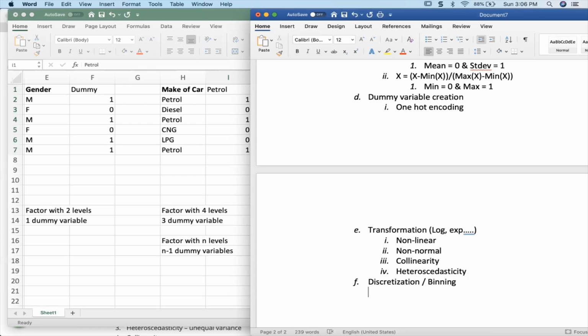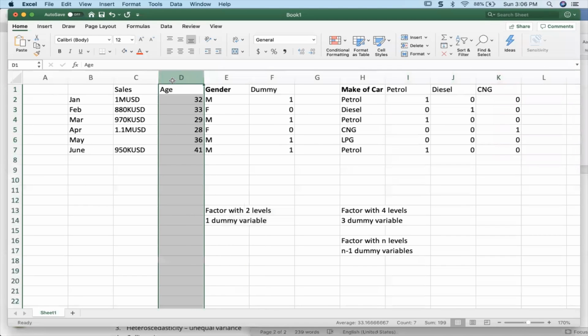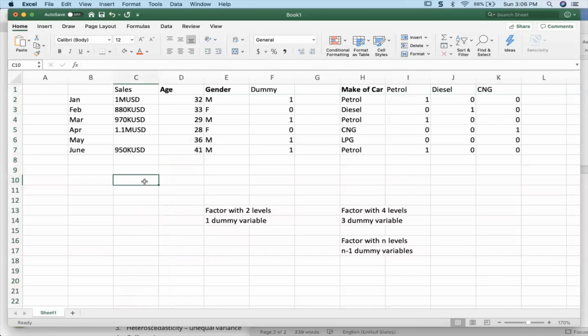Why do you do discretization or binning? Say I give you a continuous variable called age. Is age continuous or discrete? Is this age continuous or discrete, guys? Come on, friends. Continuous, exactly. How can I make this discrete?